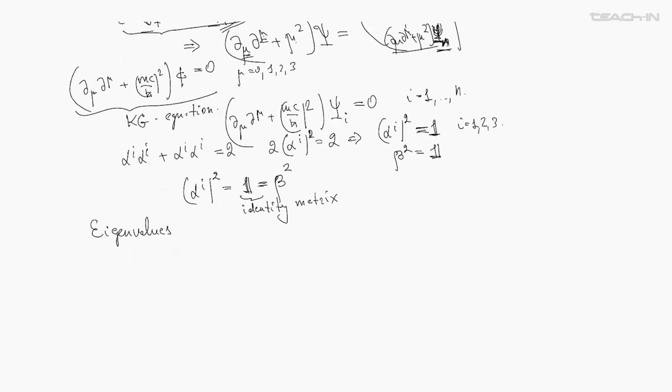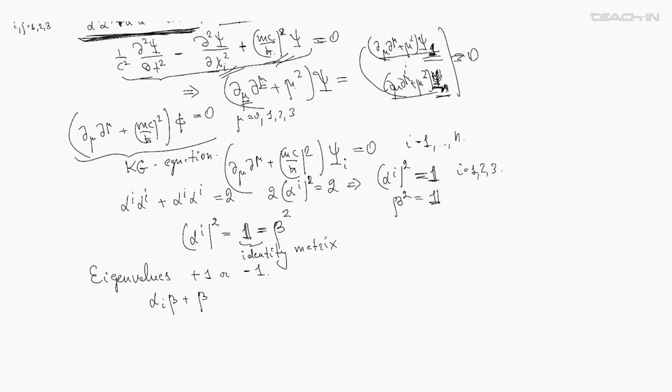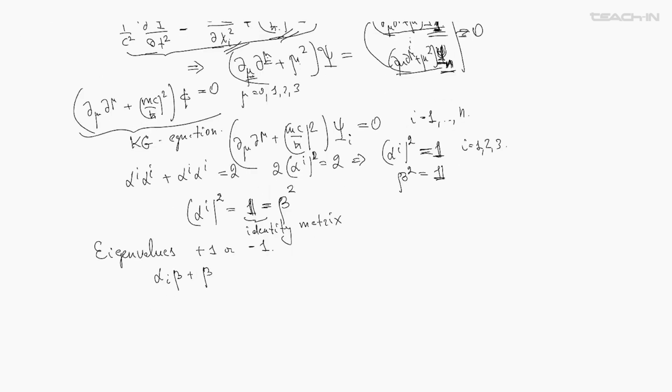The second important observation is that all these matrices have zero trace. How do you see this? For the alpha I's, you see it from the condition alpha I beta plus beta alpha I is equal to 0, from where it follows. So beta is invertible because beta squared is 1, and so I can invert and write alpha I equals minus beta alpha I beta.